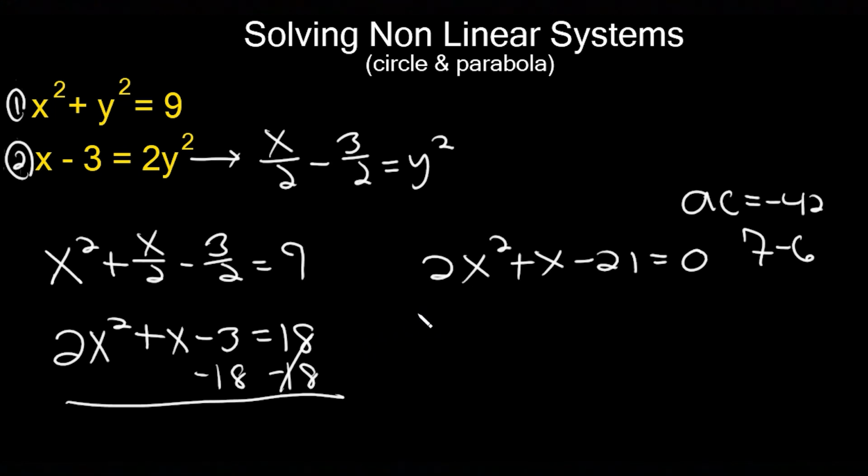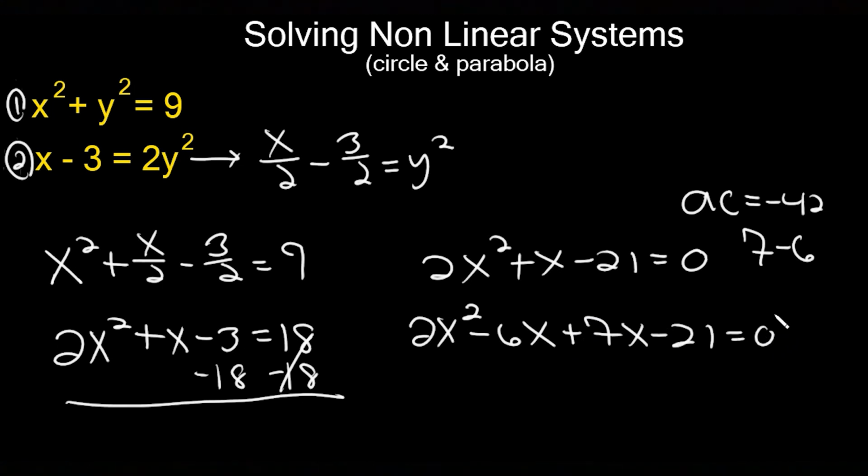So I'm going to rewrite the problem as 2x squared, and then I'm going to grab one of my values. It doesn't matter. I'll grab the negative 6. So negative 6x, and then positive 7x, and then minus 21 equal to 0. So remember, when you are factoring by grouping, you're essentially rewriting your bx term right here, which is negative 6x plus 7x, that is positive x.